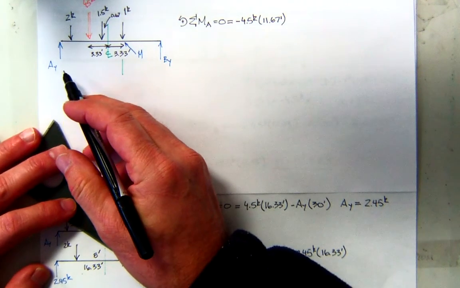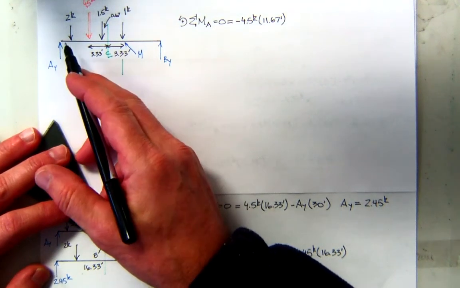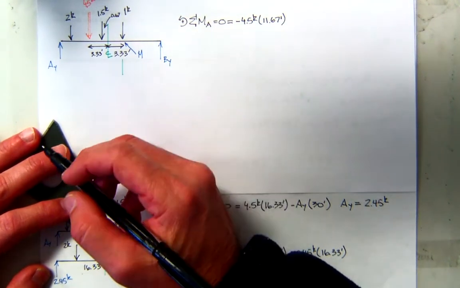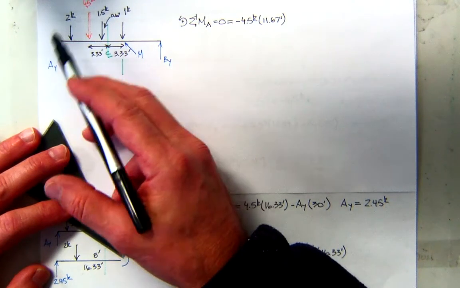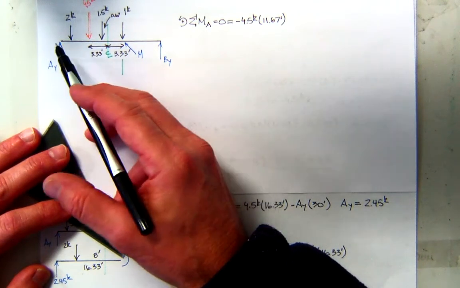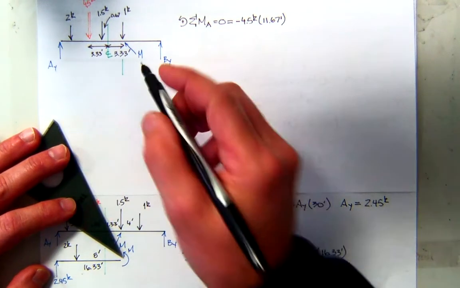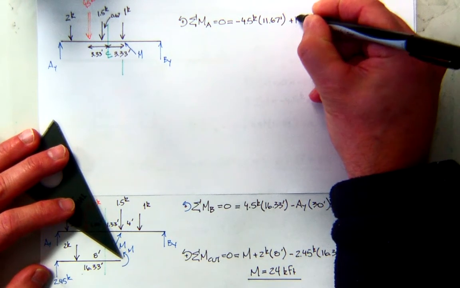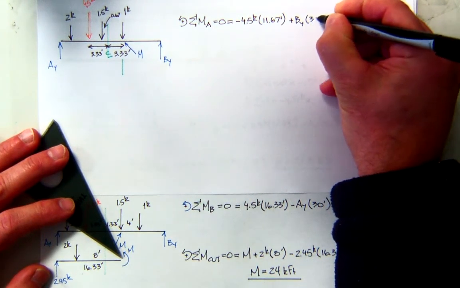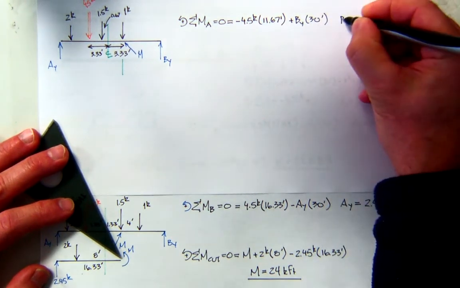Are we solving for the reaction at B? We're summing moments at A to find the reaction at B. Okay. So the 4.5 is creating negative moment with this distance. And then BY will create positive moment with a distance of 30 feet. So what's BY equal to?